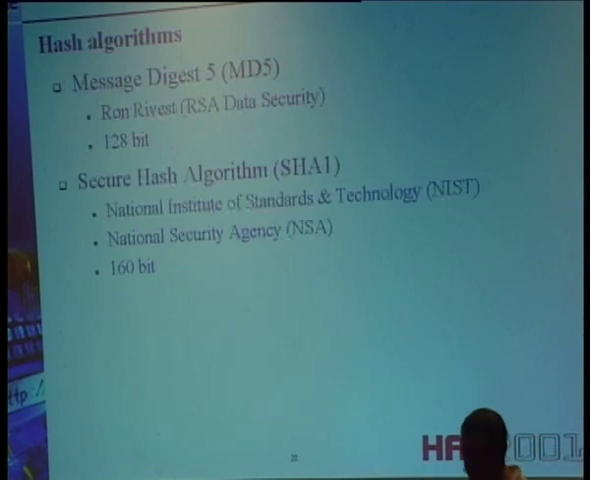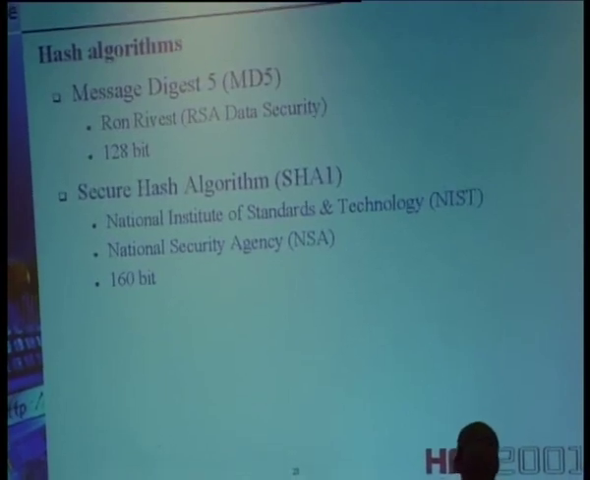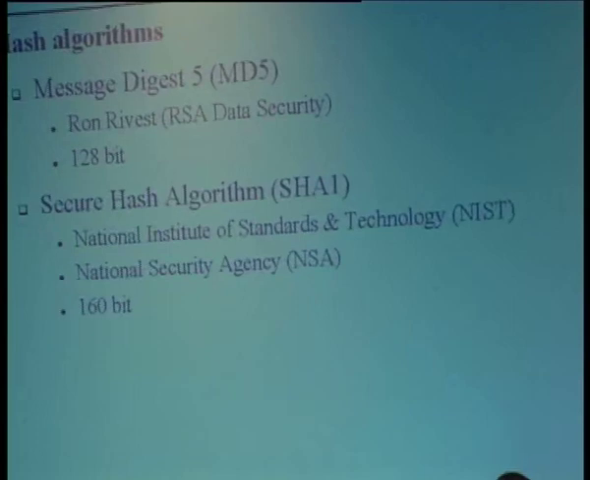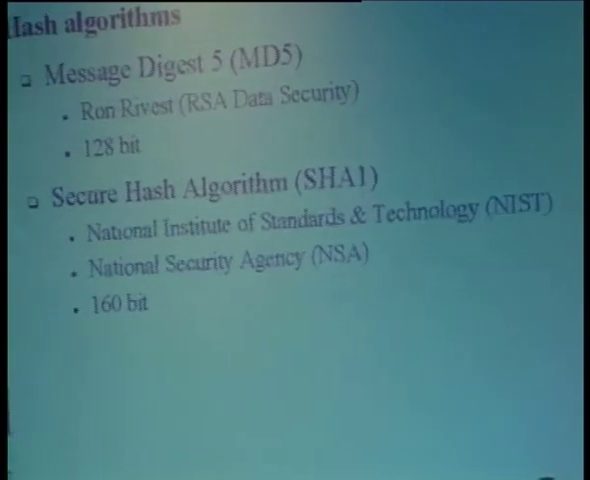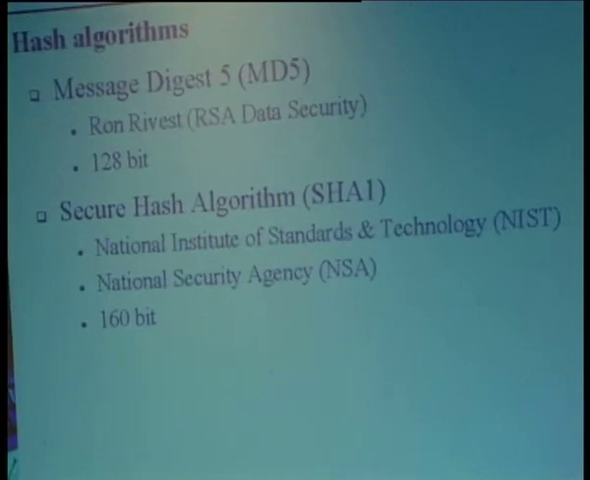So here we see the algorithms. So if non-repudiation is important, SHA-1, otherwise you can choose MD5, it is a little bit faster. So if bulk hashing is important, choose MD5. If security is more important, choose SHA-1.